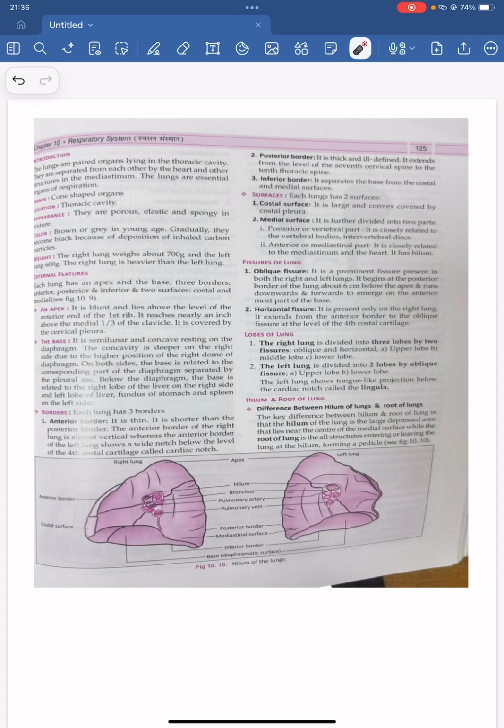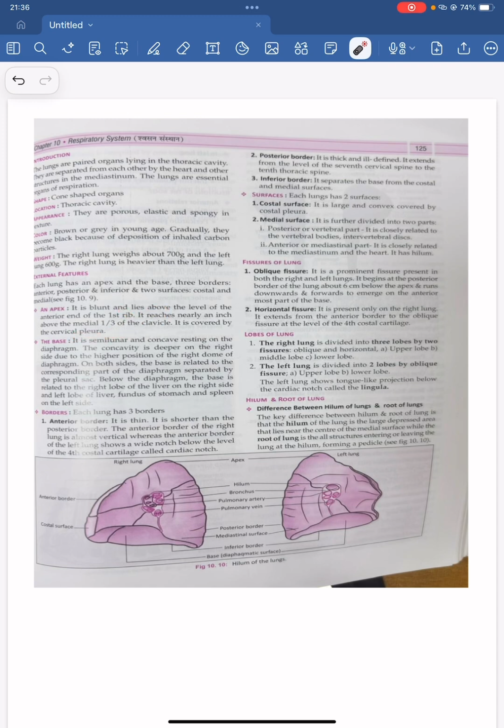If you want to elaborate a little, explain the borders, apex, and base one by one in two or three sentences. What is the apex? It is blunt and lies above the level of the anterior end of the first rib. It reaches nearly 1 inch above the medial one third of the clavicle. It is covered by the cervical pleura. It is a simple thing.